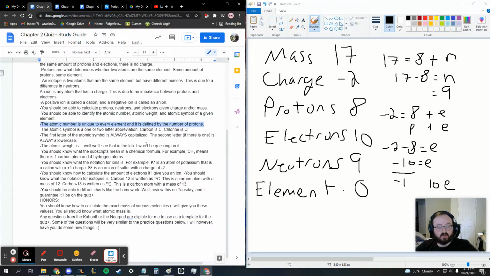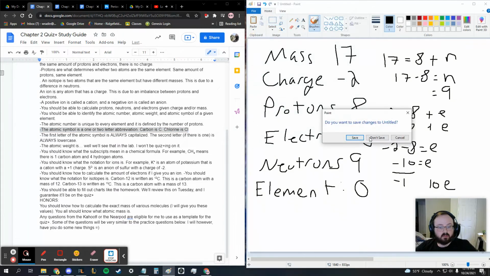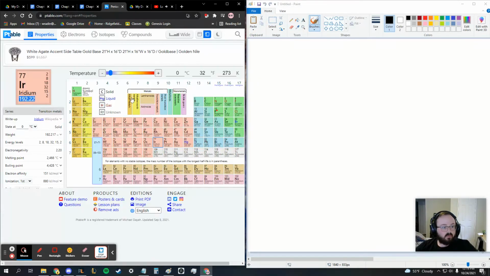Atomic number is unique to every element, defined by the number of protons. The atomic symbol is a 1 or 2 letter abbreviation. So let's get into that. If we go back here, every one of these elements has this 1 or 2 letter abbreviation. So iridium is Ir. Indium, In.